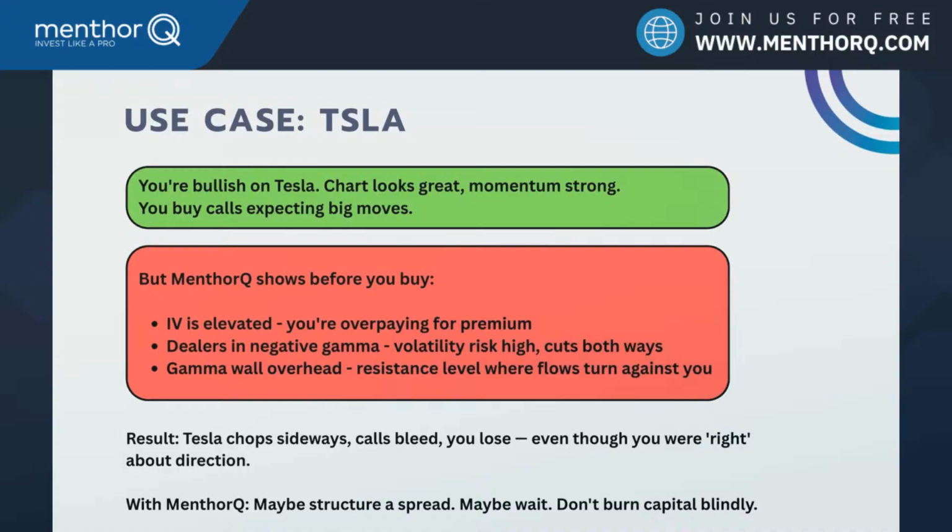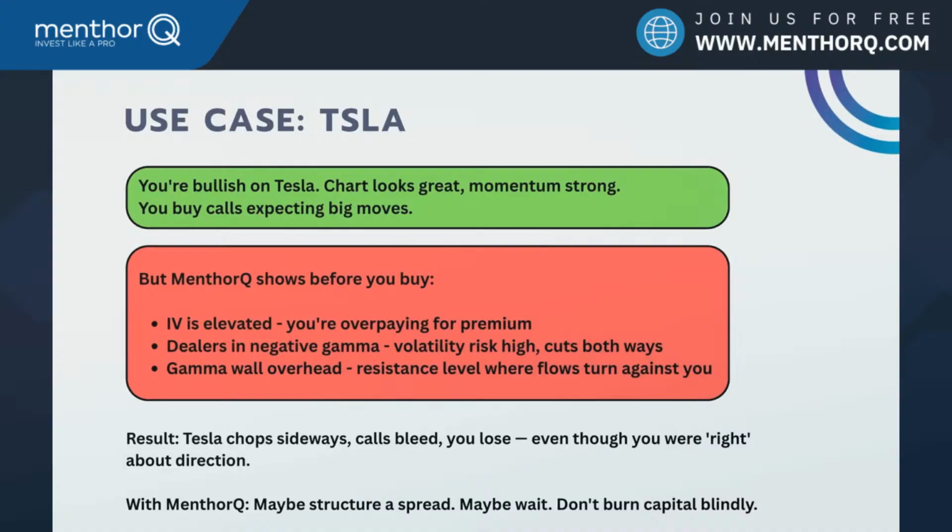So now let's go through an example. Let's say that you are bullish on Tesla. The chart looks great. We're going to go in and look at Tesla in a second. Momentum is strong and you buy calls, right? But here is what you can actually see from the MenthorQ dashboard. Implied volatility is at the highest, so you are overpaying for premium. Dealers are moving into a negative gamma environment, so the volatility risk is really high, and then of course you have a strong gamma wall ahead, so a strong resistance. Again, this is a very big resistance level that could actually turn against you.